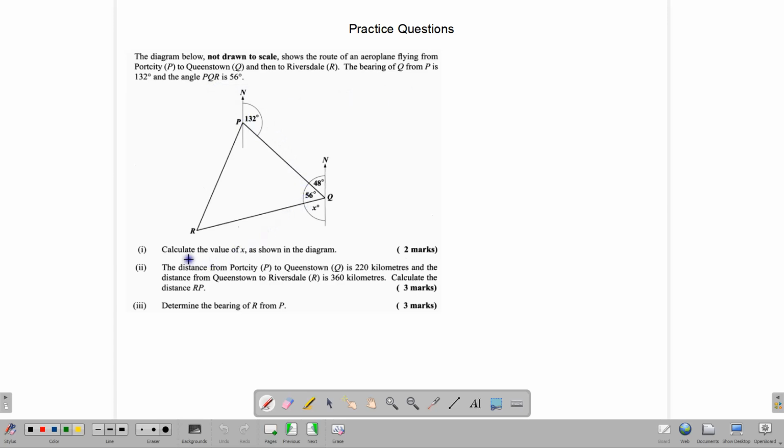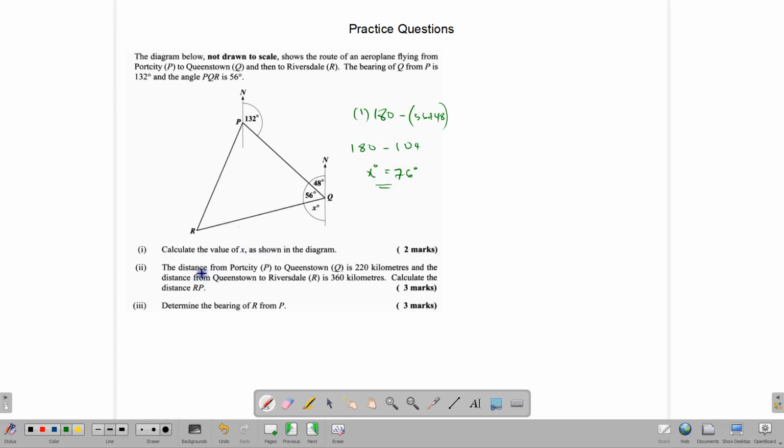Now we're supposed to calculate the value of X. The value of x is here. Now recall that this is a straight angle, and straight angles measure 180 degrees. So in answering part 1, we can simply say 180 degrees minus (56 plus 48), and that would give us 180 minus 104 degrees. And doing that calculation tells us that x degrees is equal to 76 degrees. So that's that. That's for part 1.